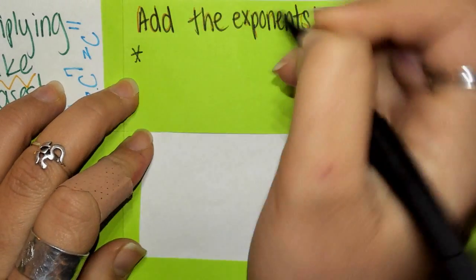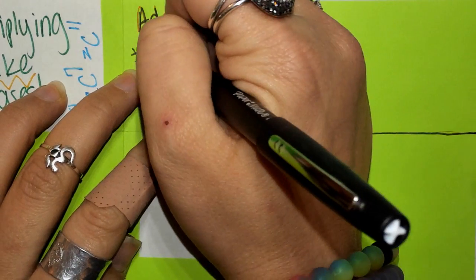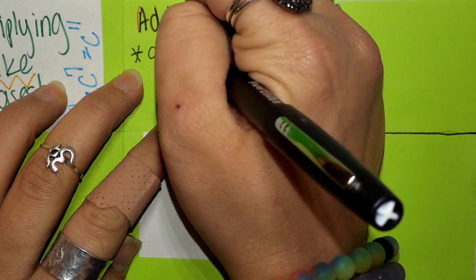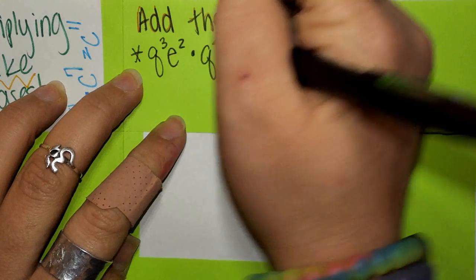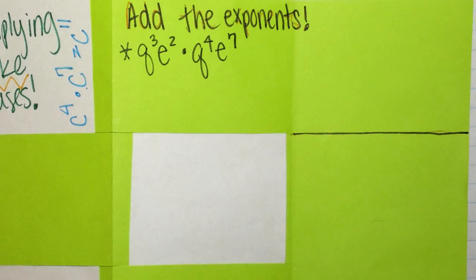All right, so our first example is going to be q cubed e squared times q to the 4th e to the 7th.